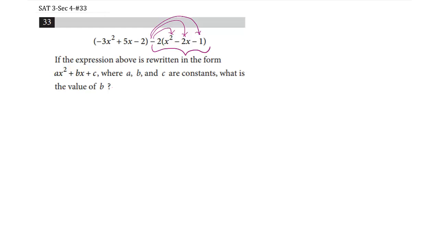Since nothing changes on the first parenthesis, let's just go ahead and copy it down. We've got negative 3x squared plus 5x minus 2. And now onto the distributing part. Negative 2 times x squared is negative 2x squared. Negative 2 times negative 2x becomes positive 4x. And last, we've got negative 2 times negative 1, which makes it a positive 2.